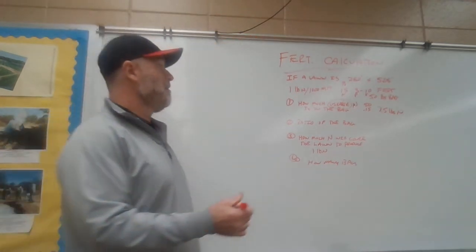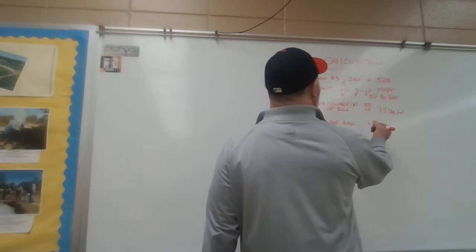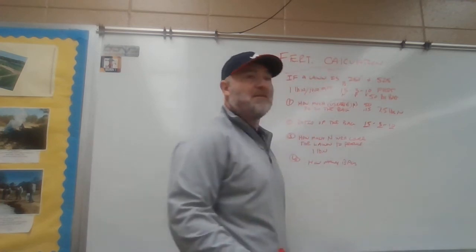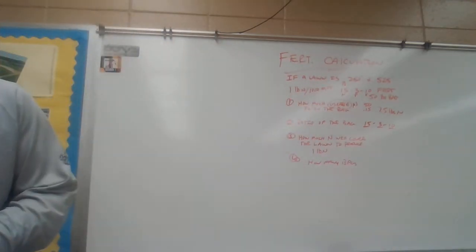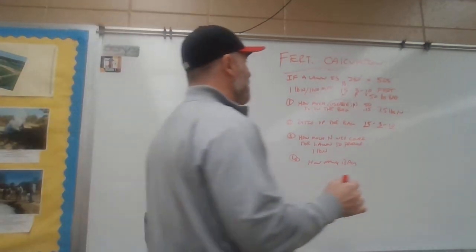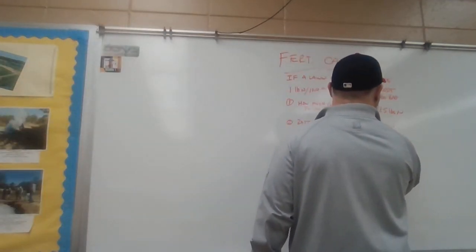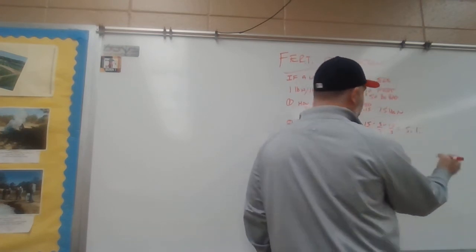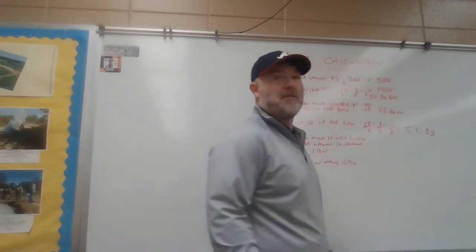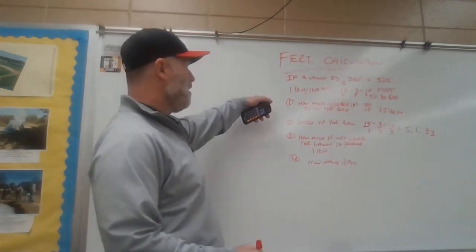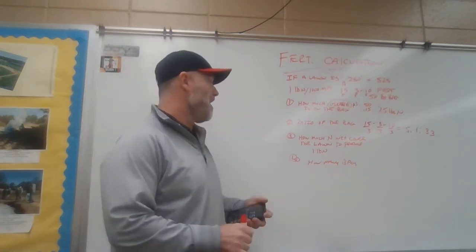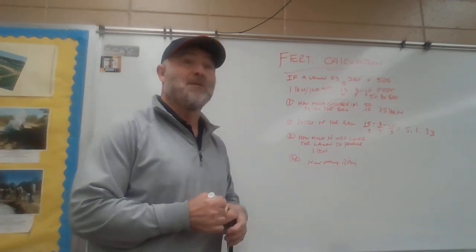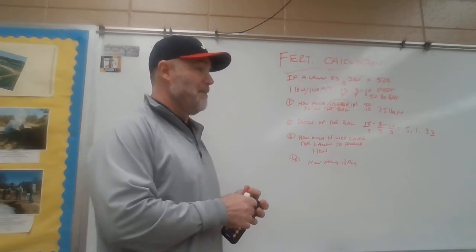What's the ratio of that? Well, we have a 15, 3, 10. To get the ratio, we divide by the lowest number. The ratio would be 5, 1, 3.3. Pretty simple. I think we're all solid on this. Now, how much fertilizer will cover the lawn to produce 1 pound of N per thousand? Well, now we're back to step one.